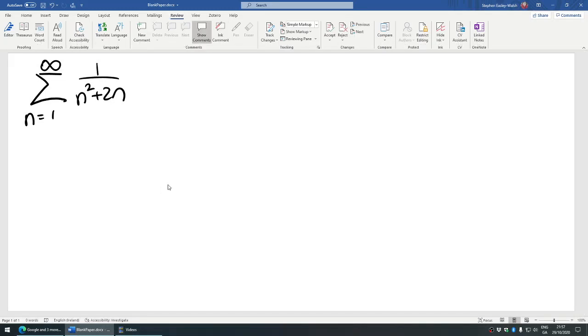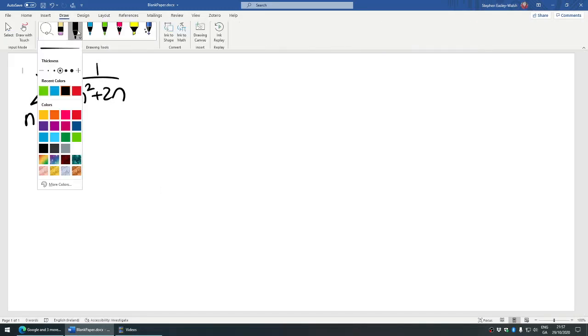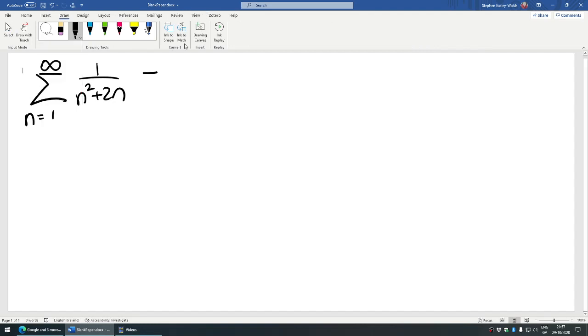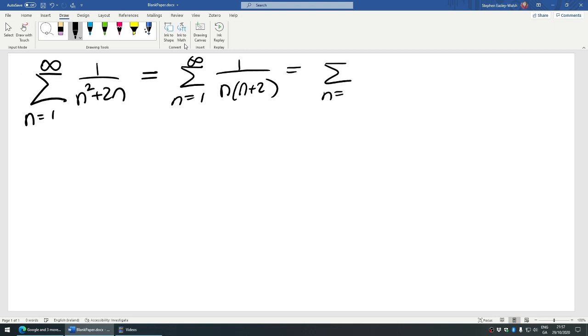Okay, let's calculate this here. So partial fractions, sum from 1 to infinity of 1 over n times n plus 2. That'll be the sum from 1 to infinity of something over n plus something over n plus 2.